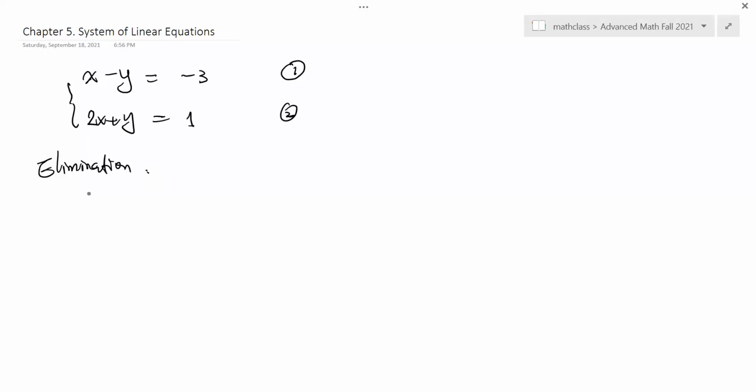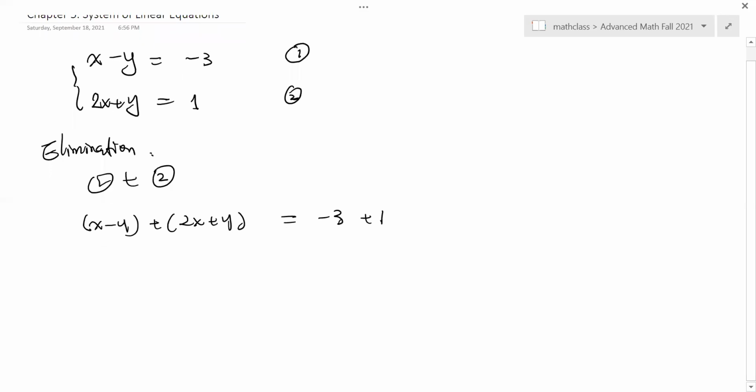So what I'm going to do here, I look at those two equations. I notice that the first equation has negative y, and the second equation has y. So if I add them together, the y will be gone. Let's try. Equation 1 plus equation 2. On the left-hand side, x minus y plus 2x plus y, and on the right, negative 3 plus 1. Minus y plus y, they're gone. So you get 3x.